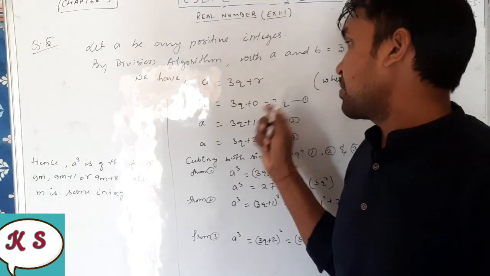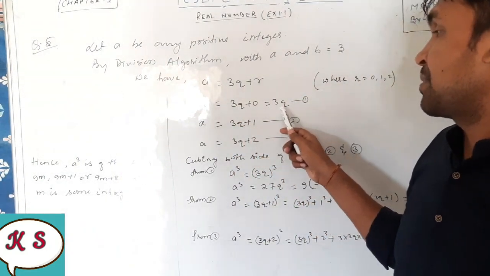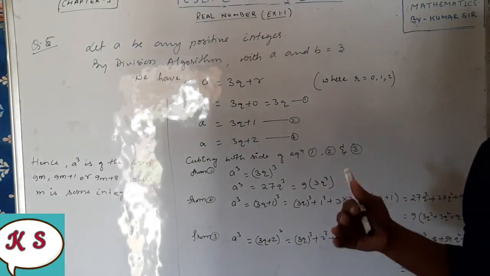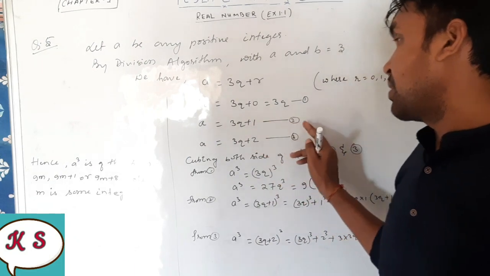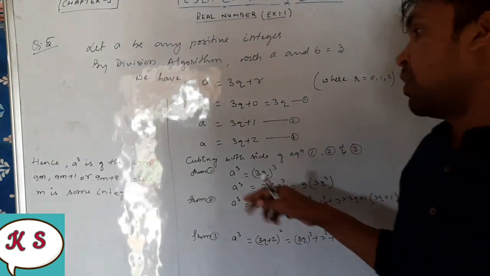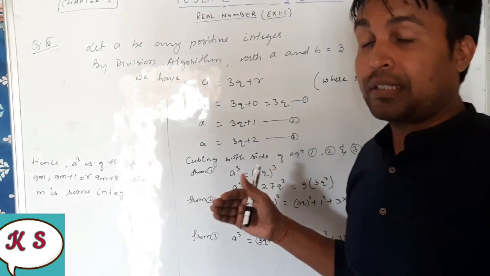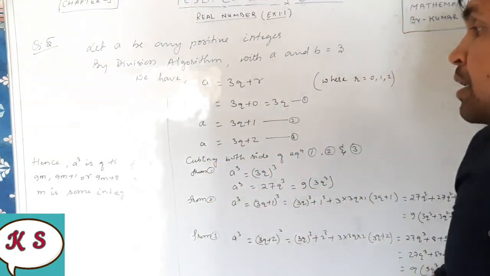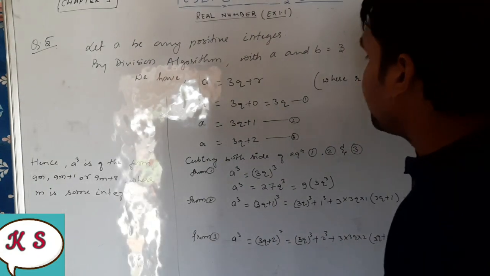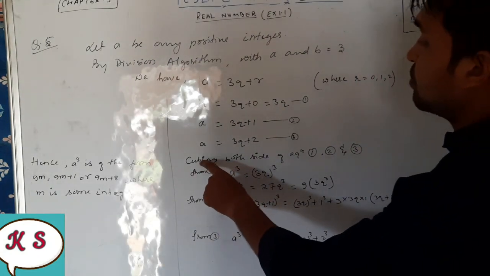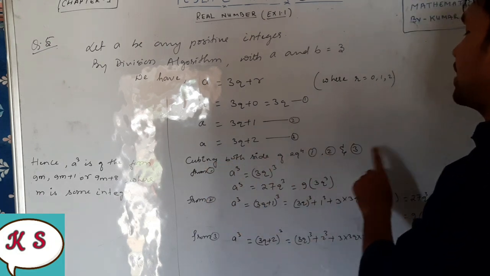So we substitute the values of r one by one. a equal to 3q plus 0, which becomes 3q. This one we mark as equation number 1. Next, a is equal to 3q plus 1, which we mark as equation number 2, and the third one is a equal to 3q plus 2, which we mark as equation number 3. Now we are cubing both sides of equations 1, 2 and 3.